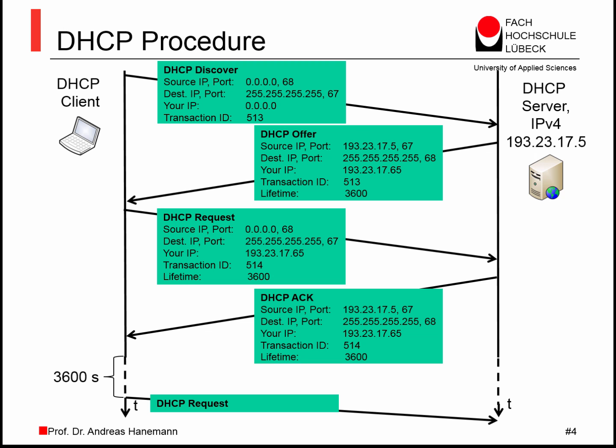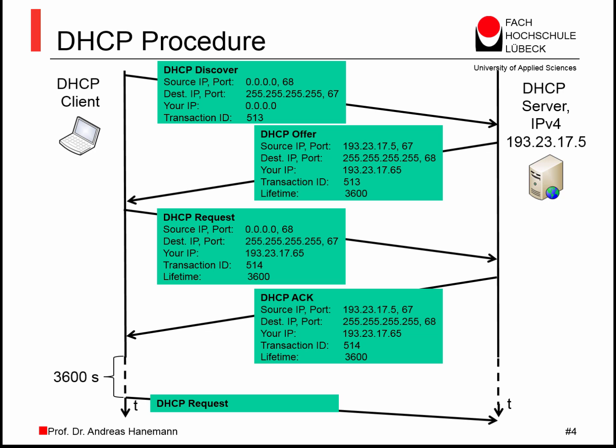Now we take a look at the protocol data units. The first data unit is sent by the client and is called DHCP Discover. By using this data unit, the client searches for a DHCP server. Please note that the client has no knowledge about the network at all yet. Therefore, it uses 255.255.255.255 as destination address. That is, it sets all bits of the destination address to ones. This is necessary because it has no idea about the network mask.